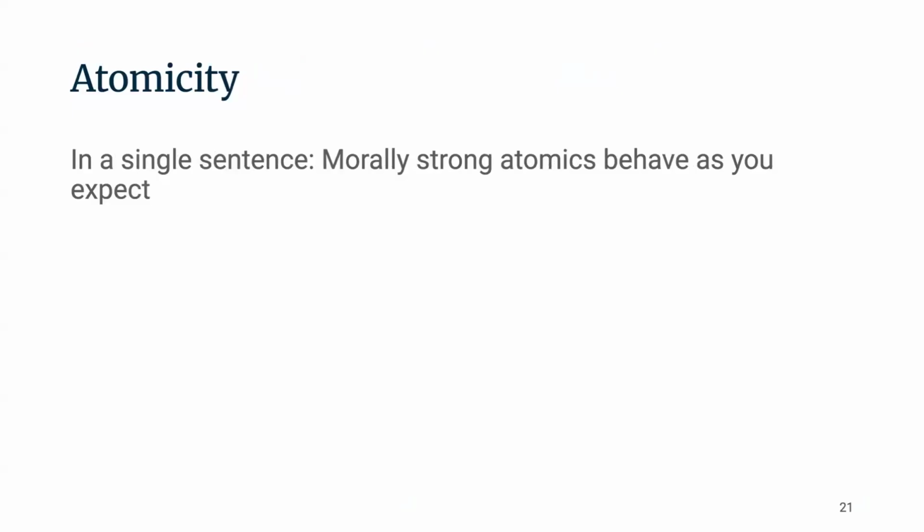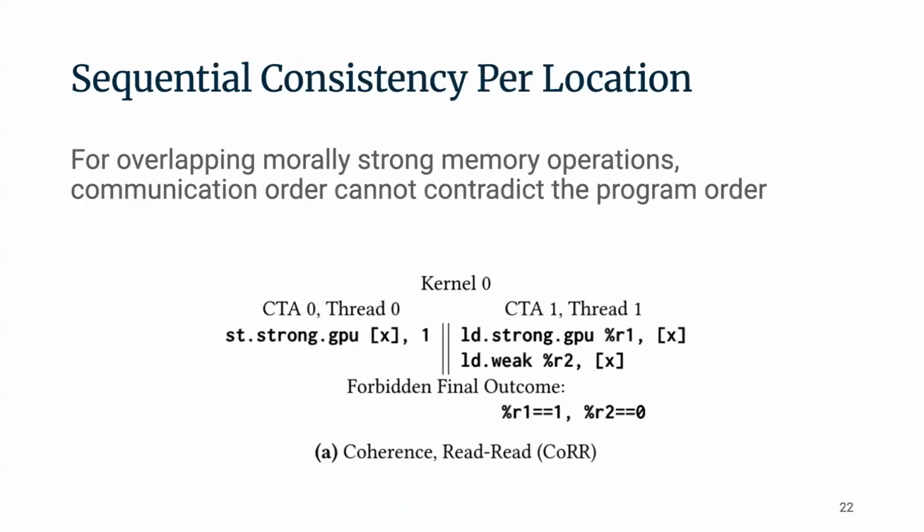In a single sentence, morally strong atomics behave as you expect. That's basically the gist of the previous axiom. The axiom of sequential consistency per location: for overlapping morally strong memory operations, communication order cannot contradict the program order.